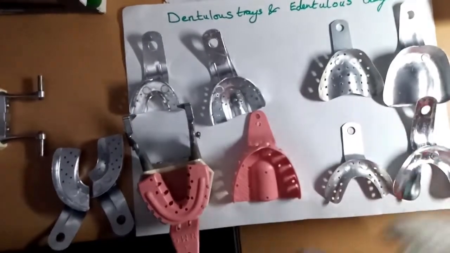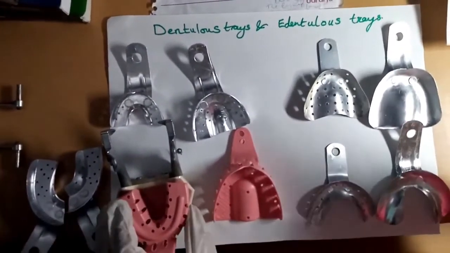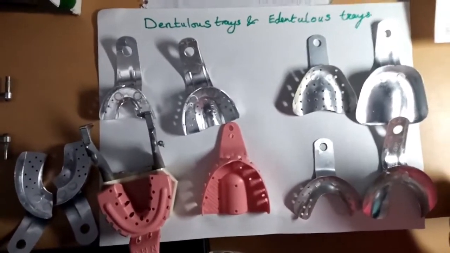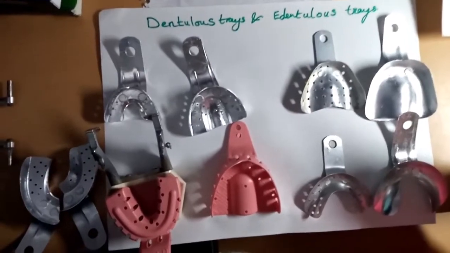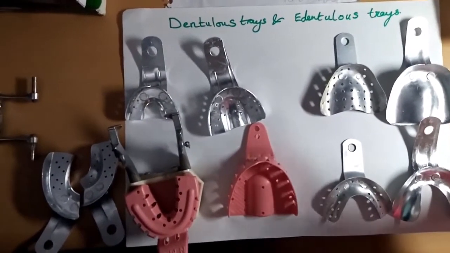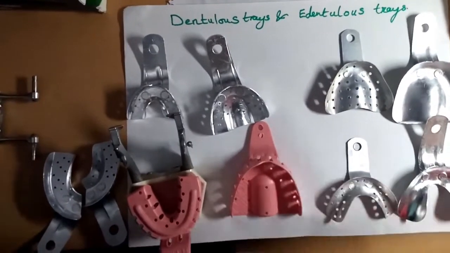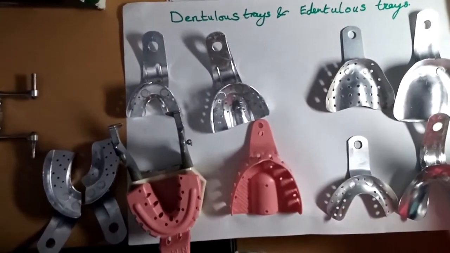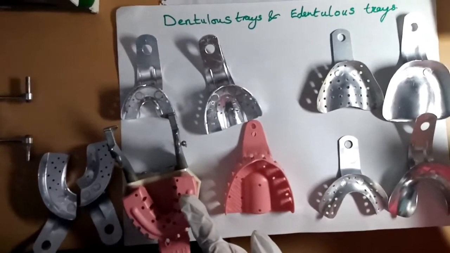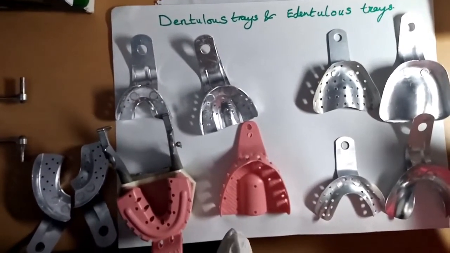Okay, let's go to the classification of impression trays. The impression trays are classified, number one, into stock trays and custom trays. Secondly, maxillary trays and mandibular trays. Thirdly, we have dentulous and edentulous.